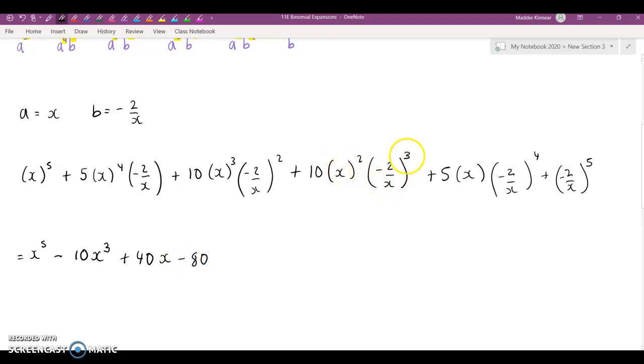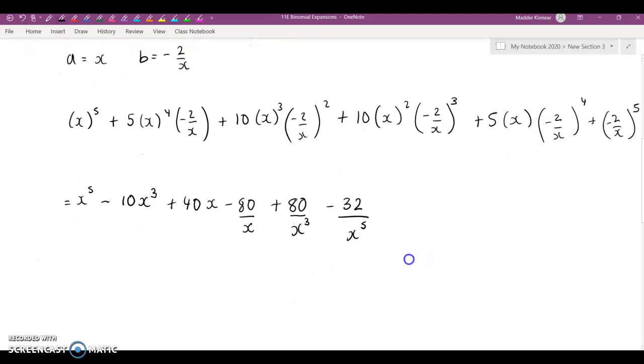And I have an x squared divided by an x cubed, so I'm actually going to get an x as a denominator here, because it'll be x to the power of negative 1. I then have negative 2 to the power of 4, so that is positive 16. 16 times 5 is actually 80 as well. And in this term we also have an x divided by an x to the 4, so that will leave me with x cubed as a denominator. And then finally I have negative 2 to the power of 5, which is negative 32 divided by x to the 5. And that is my final term.